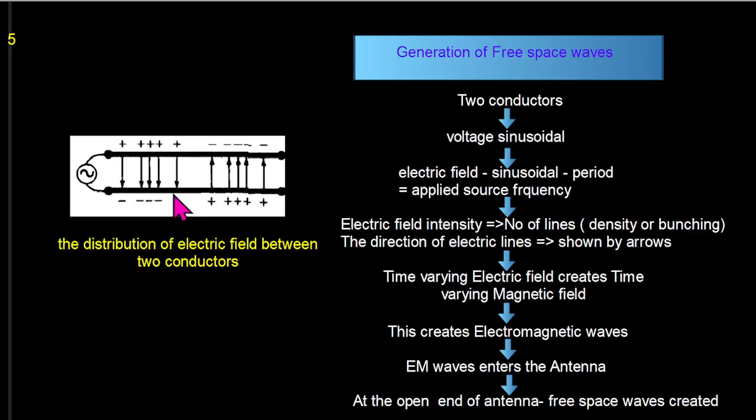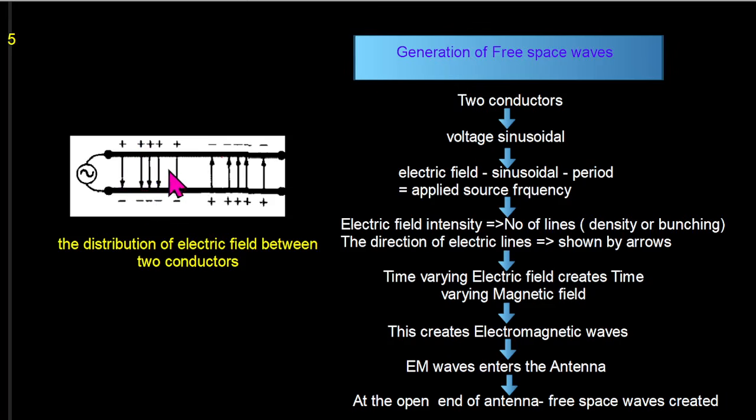For example, here we have 5 lines drawn. This density, or bunching, of the lines depends on the electric field intensity, and the direction of the electric lines is shown by the arrows. Initially they have a downward direction, after that an upward direction. We already know that this electric line starts from this positive charge and ends at the negative charge, then again starts from the positive charge and ends at the negative charge.